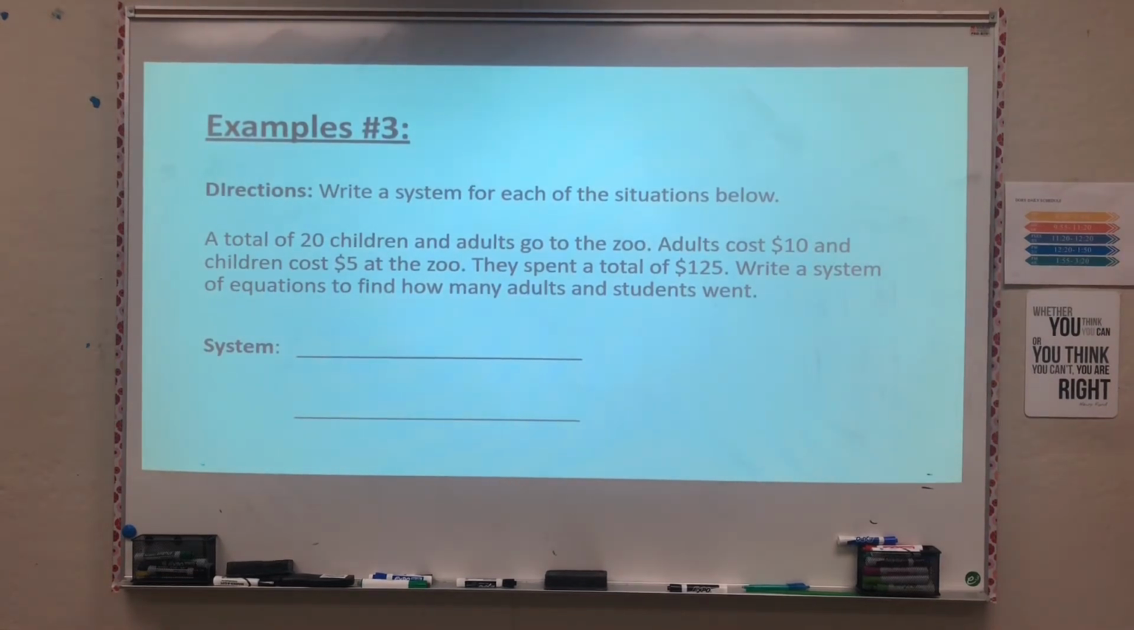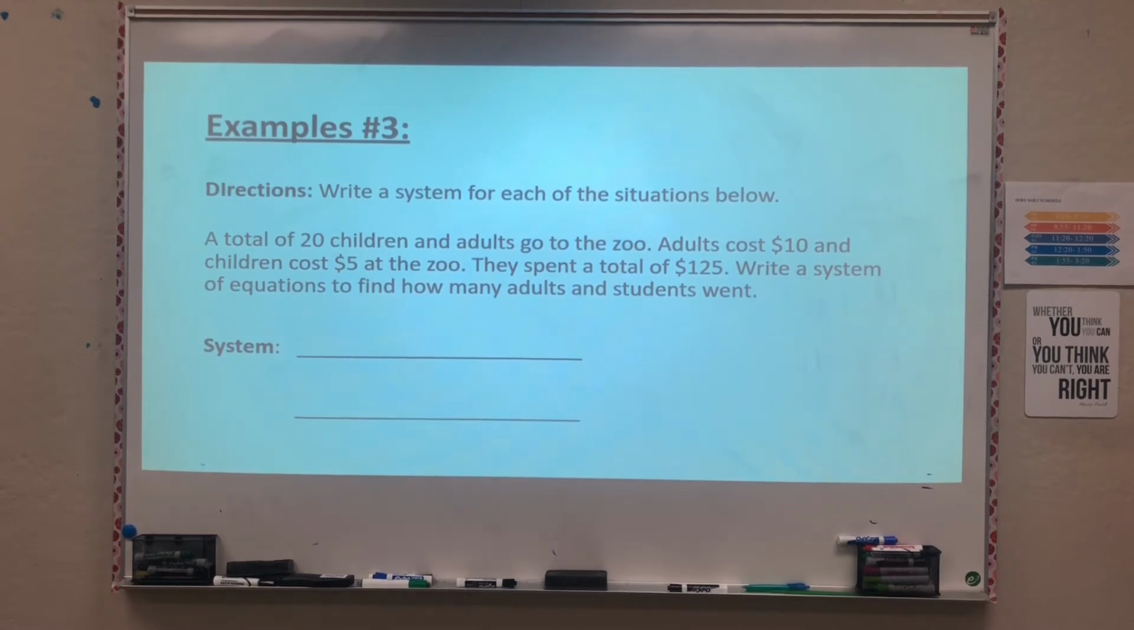So for example, for what I'm talking about, we've got a total of 20 children and adults go to the zoo. Adults cost $10 and children cost $5 at the zoo. They spend a total of $125. Write a system of equations to find how many adults and students went. So this is an example of where there's a little bit of information all over the place. It's not like the two sentences match up to two equations.